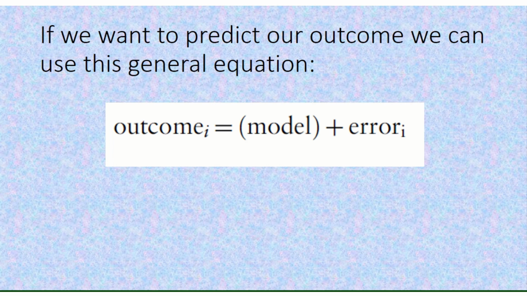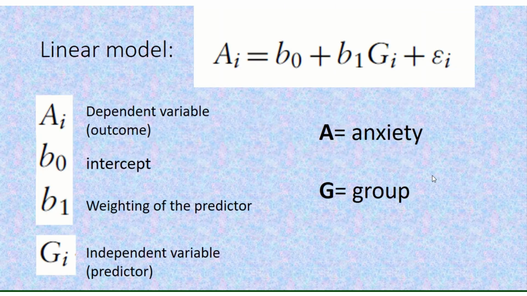And having said that, if we want to predict the outcome, we will be using this general equation, which is outcome sub i is equal to model plus error sub i. But since, as I've mentioned earlier, we will be using a linear model, we will be using this equation instead: A sub i is equal to b sub 0 plus b sub 1 G sub i plus error sub i.